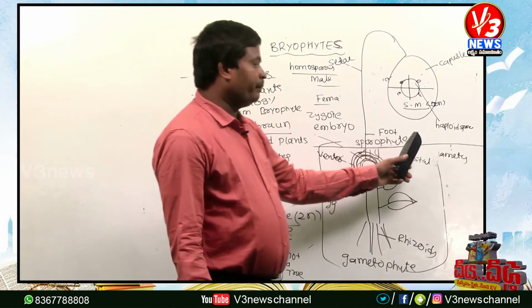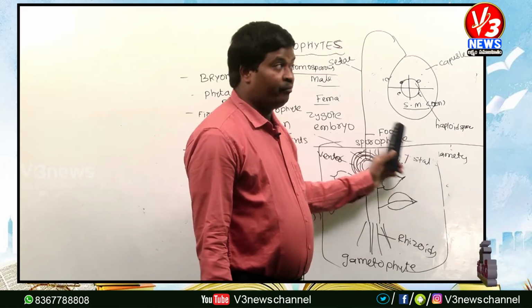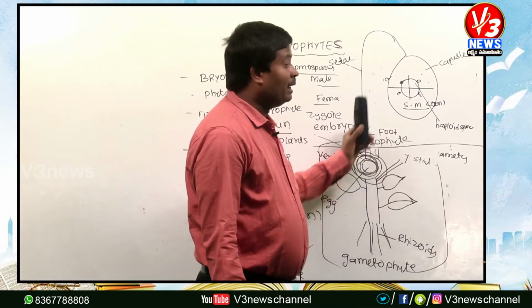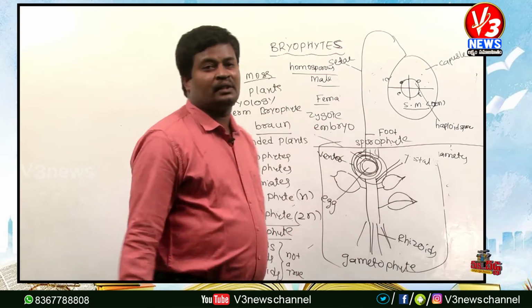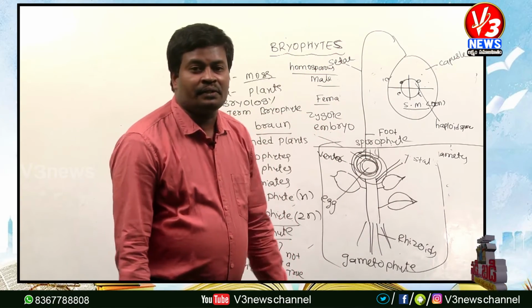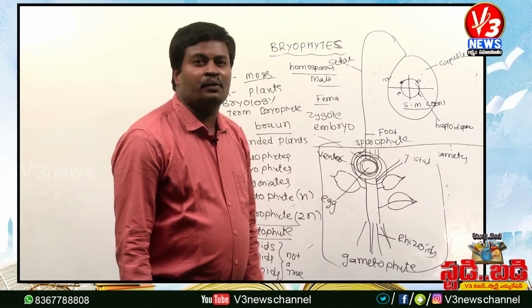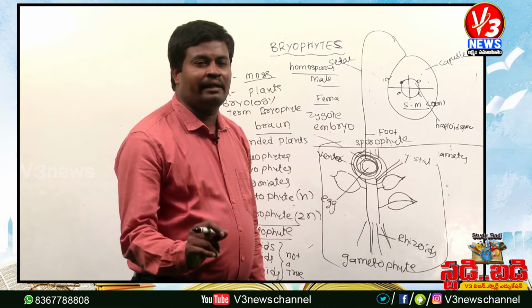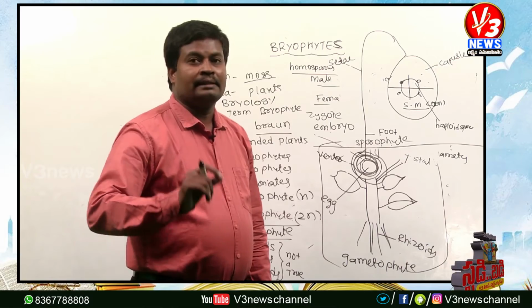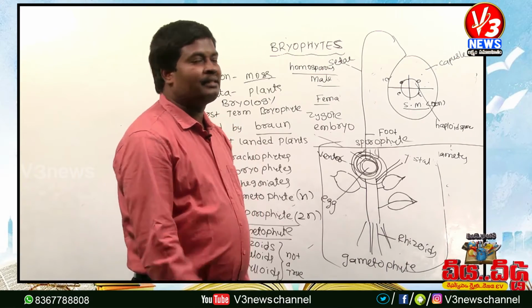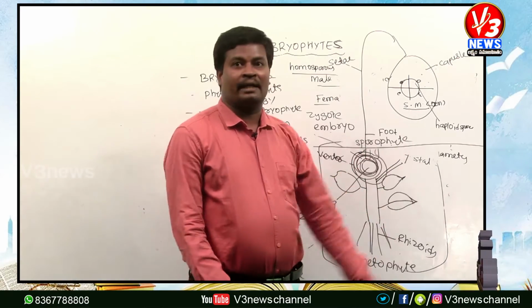Then the male reproductive organ is called antheridium, the female reproductive organ is called archegonium. Antheridium produces male gametes. What type of male gametes are produced by antheridium? Biflagellated, sickle-shaped male gametes are produced by the matured antheridium.